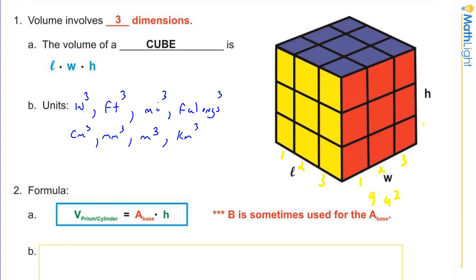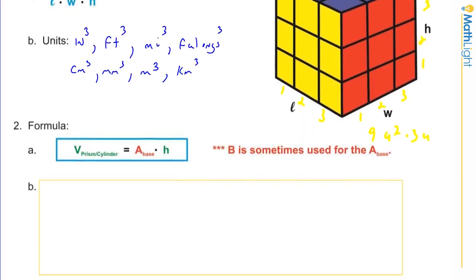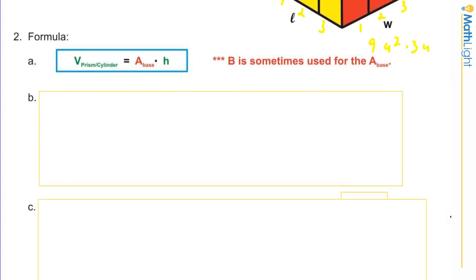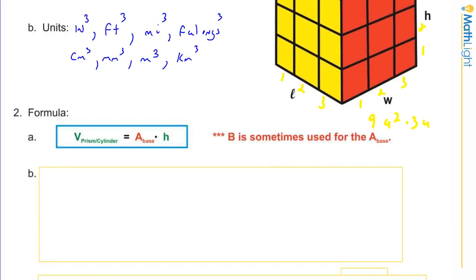And what's the height? 1, 2, 3, 3 units. So what's 9 units times 3 units? 27 units cubed. And isn't that what we got? So what is the formula for the volume of a cylinder? Area of the base times the height. And be careful, because again, sometimes they'll tell you the area of the base. They'll use a capital B to signify that, and so you have to be aware of that if the problem gives you that kind of a situation.